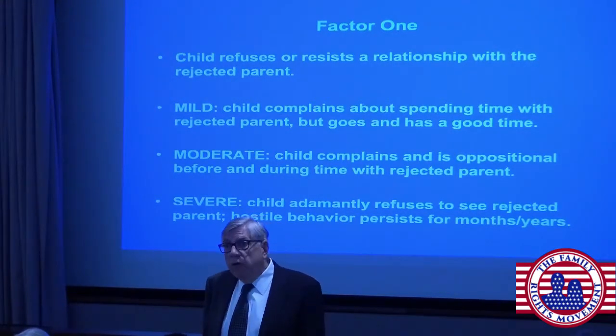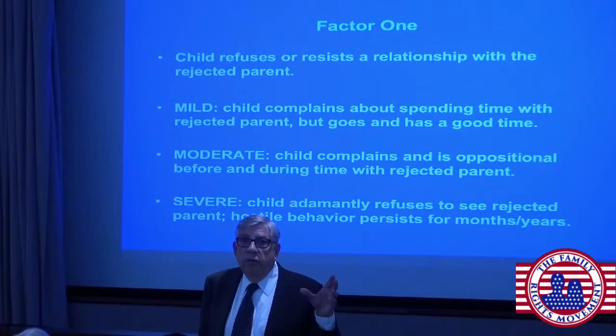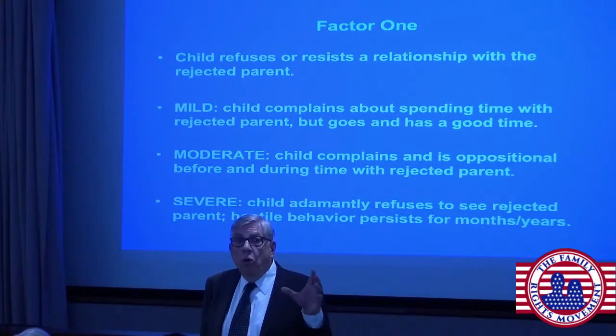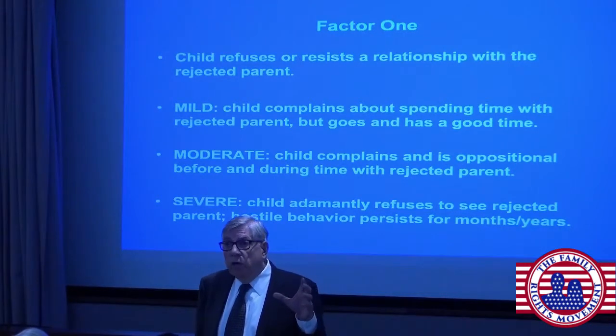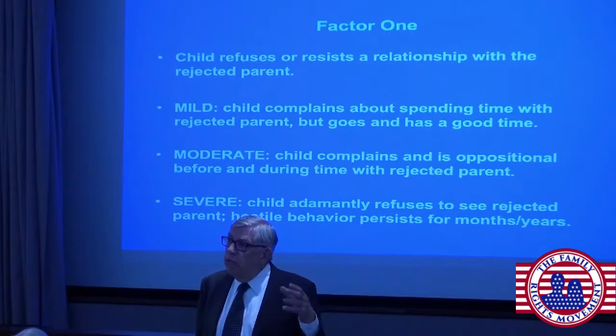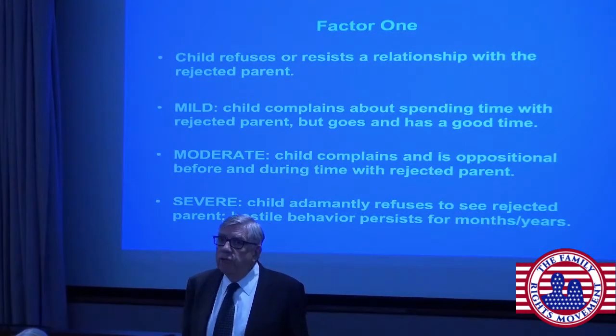Severe is the child says, I don't want to see the other parent, I hate him or her, and I never want to see him or her again, and the child doesn't go at all. So in severe cases, the child has not had parenting time with the rejected parent for months or years. In severe cases, they end up in court and they haven't seen the other parent for 2 or 3 years. It's just amazing that these cases drift for that long a time.